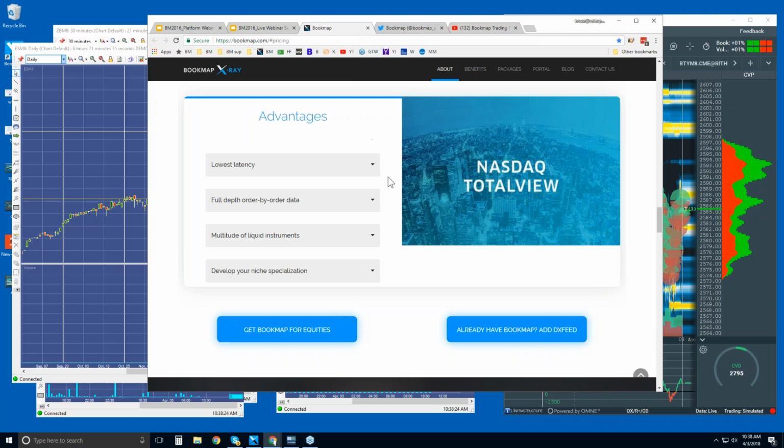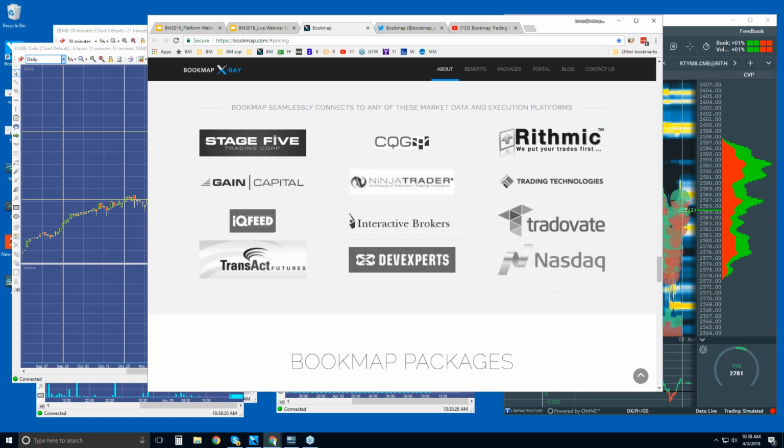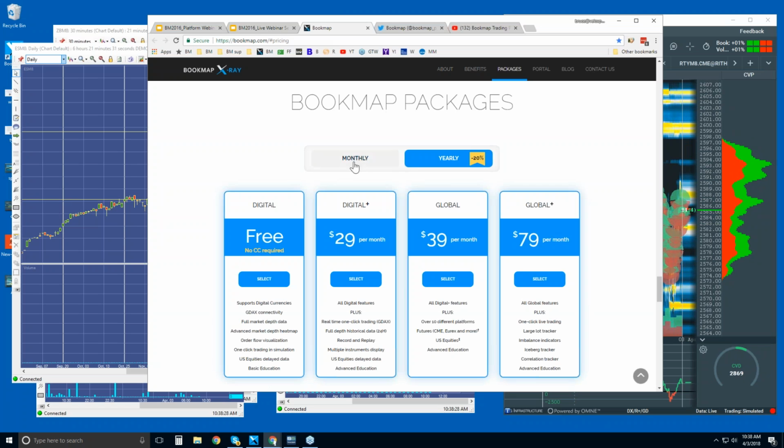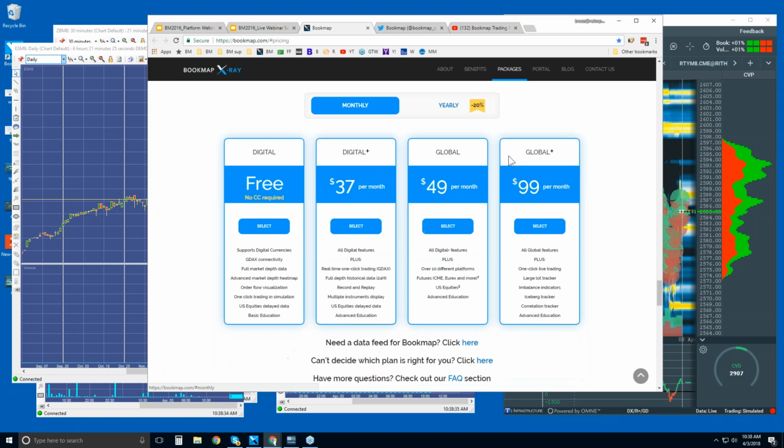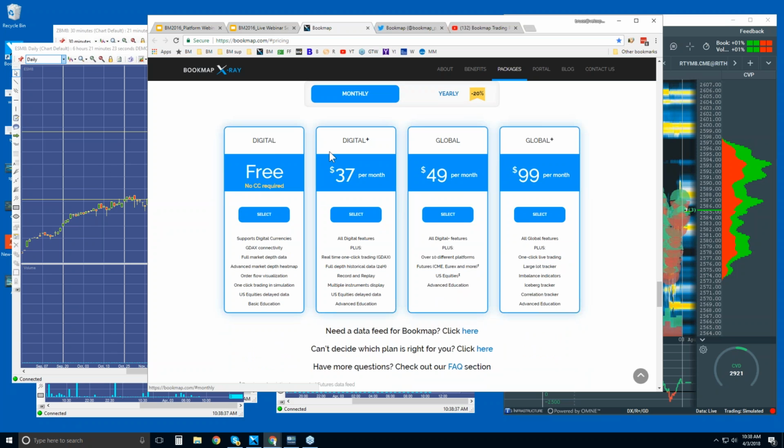Now we've gone through the connectivity, and then here are the packages. Okay, there's monthly and yearly you can subscribe to. You get 20% off for the yearly. Monthly here, let's click on that, and then these are the different versions of Bookmap. So there's digital and there's global. Digital is for digital currencies, and global is for everything. It's for U.S. equities and futures, as well as digital currencies.